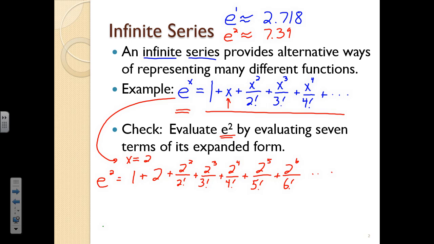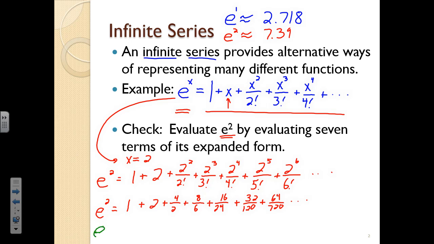Now let's figure out what that's worth. That means e squared is equal to 1 plus 2 plus 2 squared, which is 4, over 2 factorial, which is 2, plus 2 to the 3rd, which is 8, over 3 factorial, which is 6, plus 2 to the 4th, which is 16, over 4 factorial, which is 24, plus 2 to the 5th, which is 32, over 5 factorial, which is 120, plus 2 to the 6th, which is 64, over 6 factorial, which is 720. Now again, we could go on, but this will be far enough to prove our point. So take out your calculator and compute this.